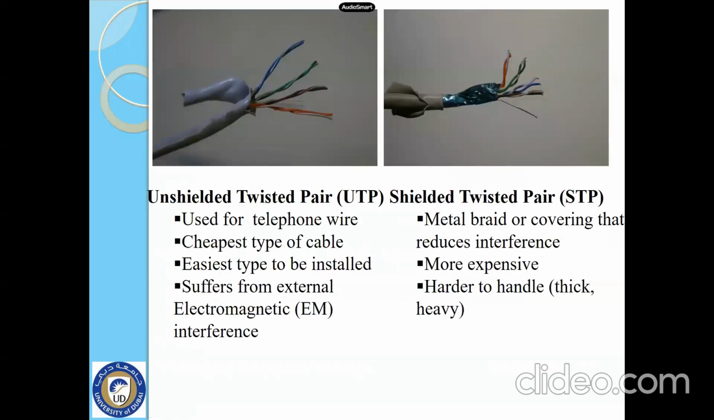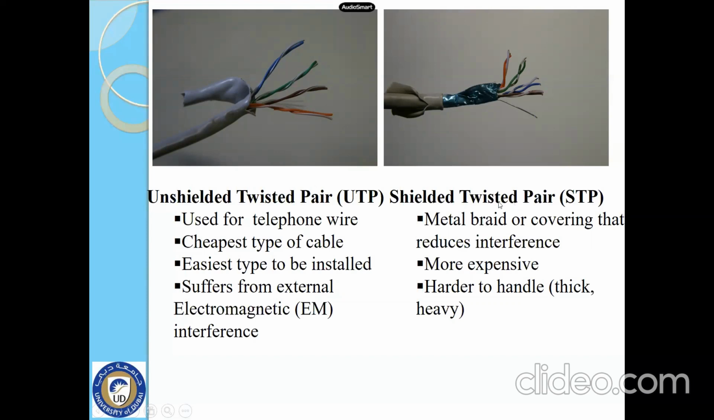So here's a comparison between unshielded twisted pair and shielded twisted pair. Unshielded is used for telephone wires, is cheaper because there's no metal, and is easier to install and handle. Again, there's no metal, so it's easier to deal with. But because of the lack of insulation or support from a metal cover, it suffers from external electromagnetic interference from other pairs. Like this pair here could interfere with this pair here, and that will reduce the performance.